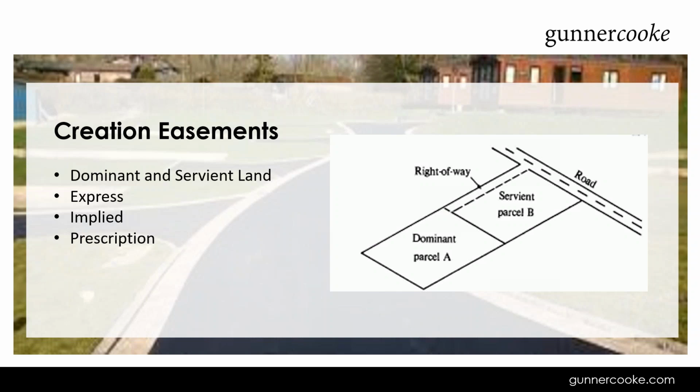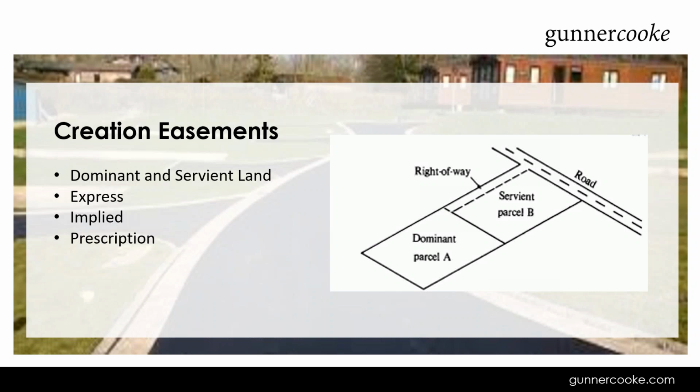So in this case, in that picture, you can see that dominant parcel A has a right of way, so an easement over servient parcel B so that it can get to the road. So it gives access to parcel A. They can be created in three key ways, which we'll break down in a bit more detail.